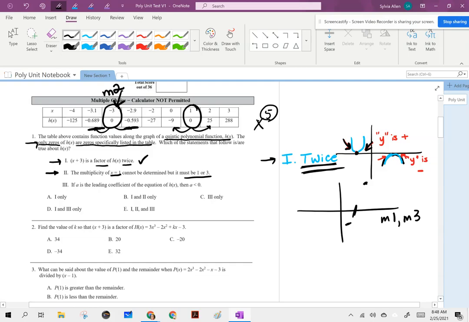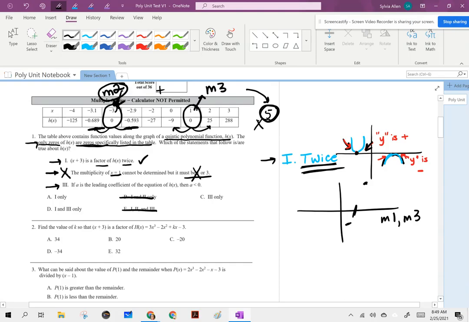However, it can't be 1 because remember that we have a quintic and these are the only zeros. So if this one has a multiplicity of 2, this one must have a multiplicity of 3 because they have to add to 5. So that means number 2 is not right. All right, so that means I can cross off the ideas that have 2 in them.